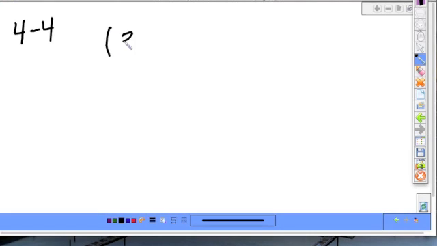We have 3a squared being multiplied by 4a to the 5th power. Okay, so before, what we were doing is just looking at the base numbers or the variables only, but now we have both. So what am I going to do?